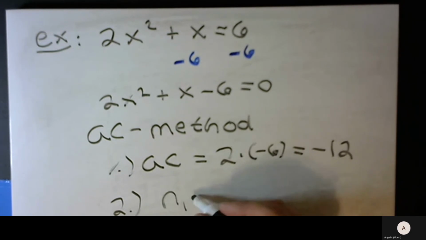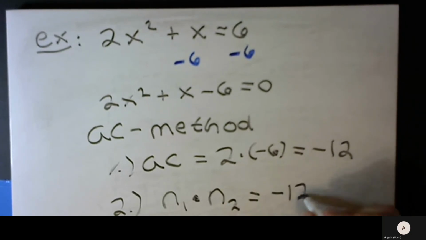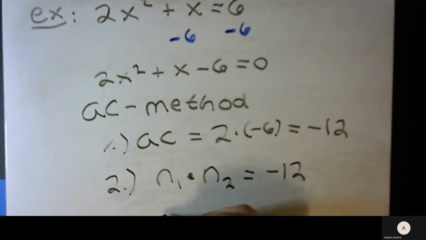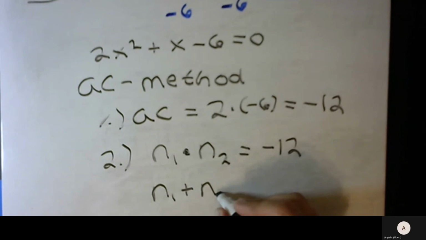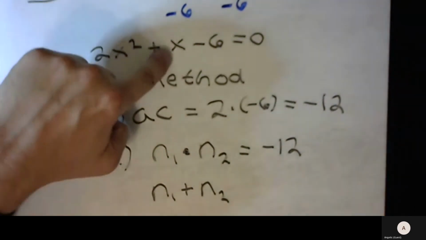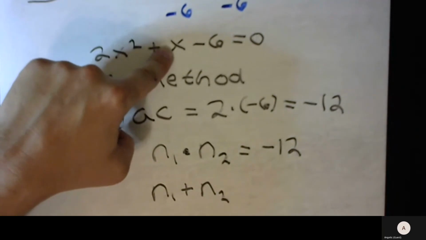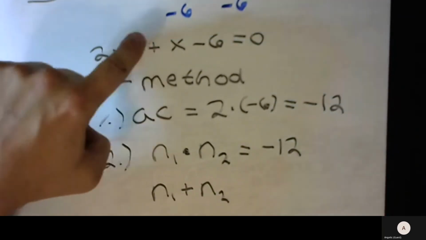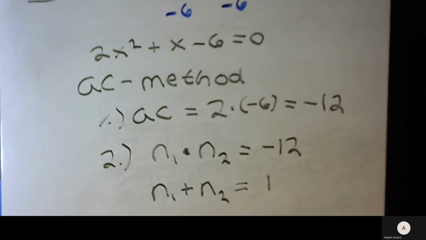So we want to find two numbers, n1 times n2, that equals this negative 12, and we want n1 plus n2 to equal the number attached to this plain x, or r or t or whatever variable we're using. Well, the number attached here is an invisible 1. So we can think about this: what two numbers multiply to negative 12 and add up to 1?